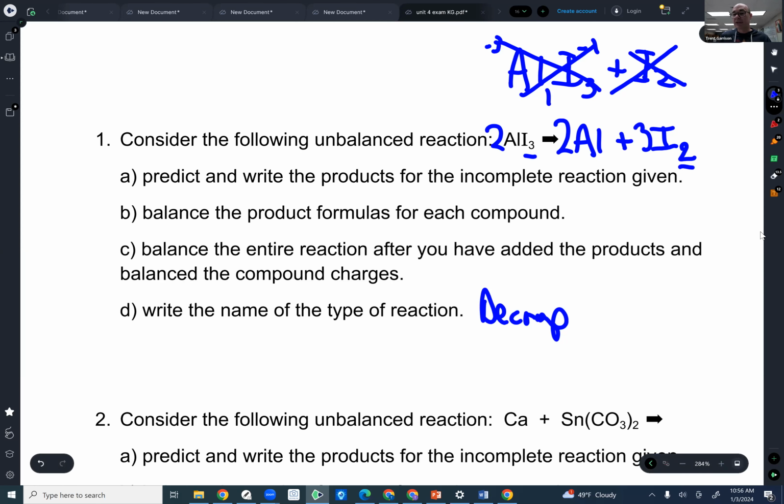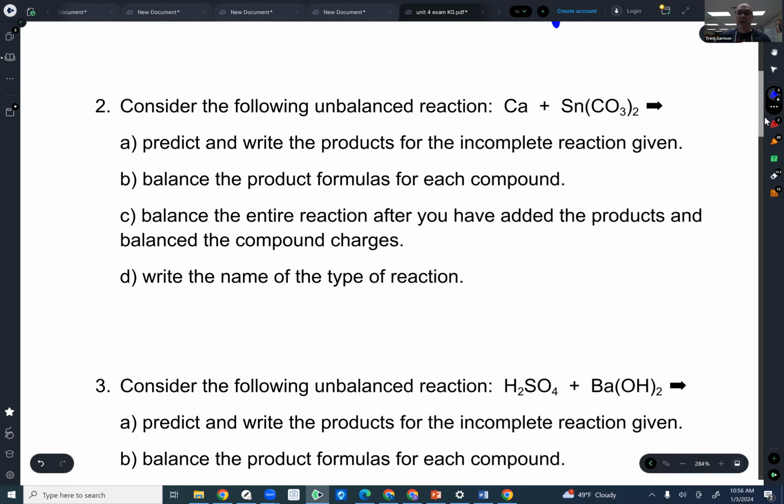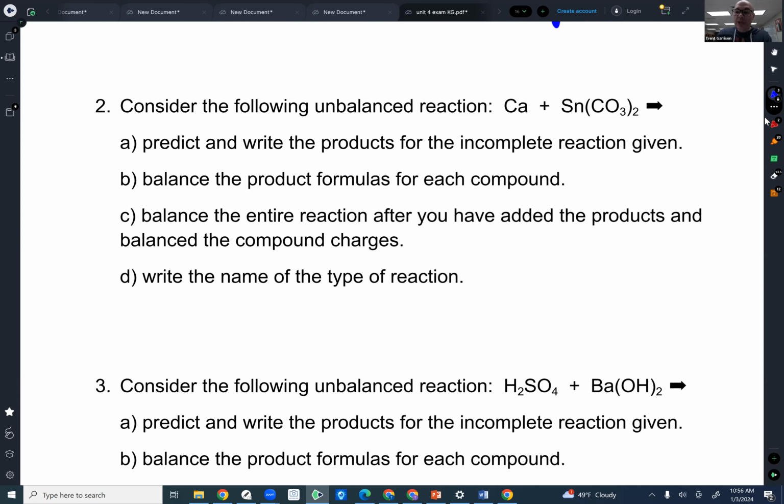All right, moving on. Number 2. What we should notice is that it has one single element by itself on the left and a compound on the right. That makes this one a single replacement reaction. The double replacement has 2 compounds. A combustion would have oxygen by itself. A synthesis would have 2 elements by themselves. So this is the only one that has the single replacement pattern.